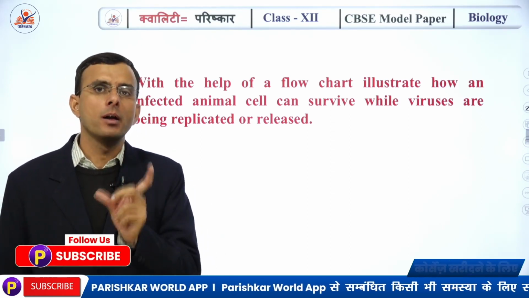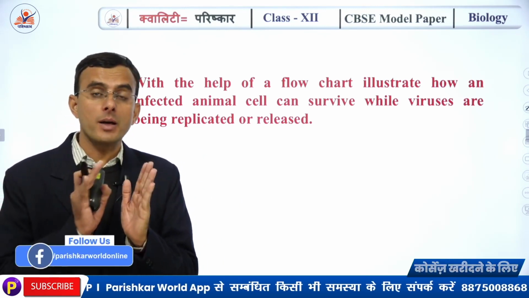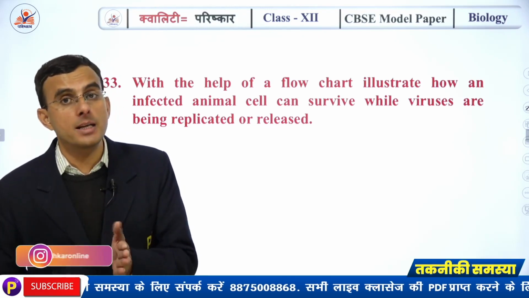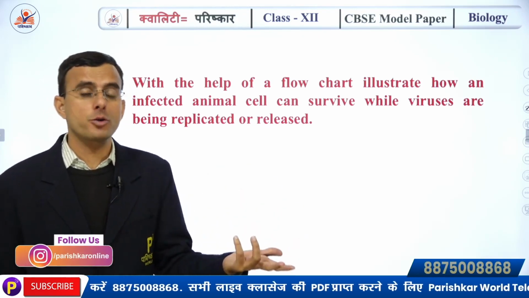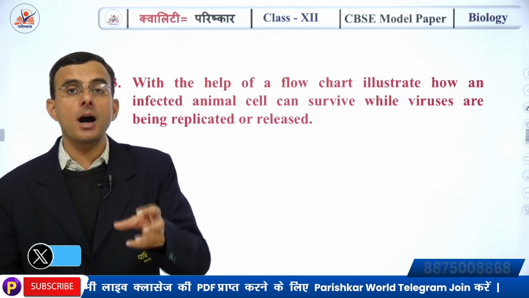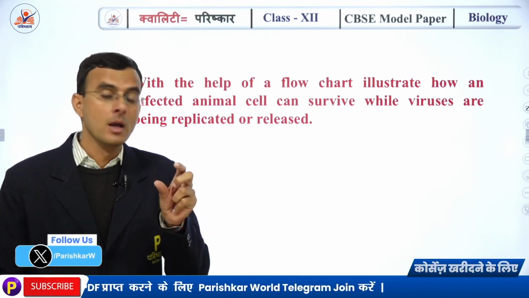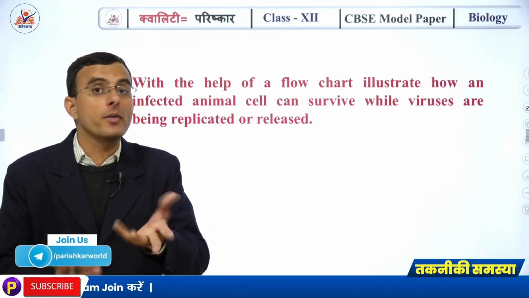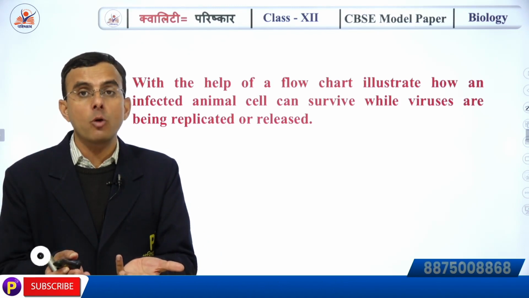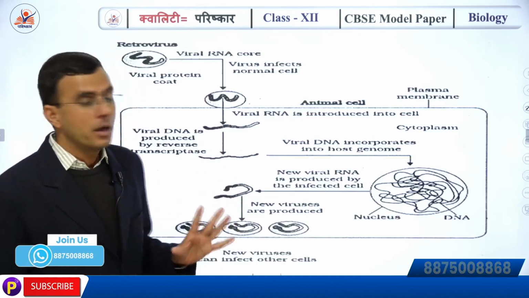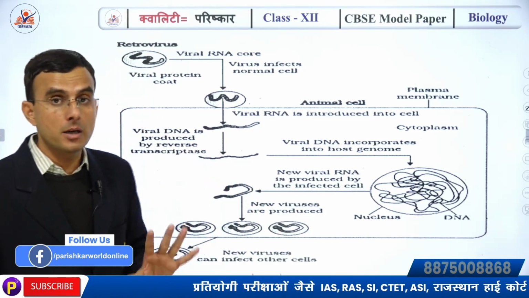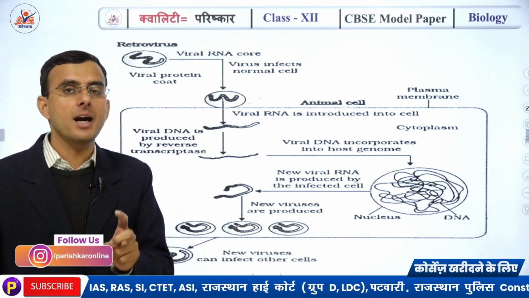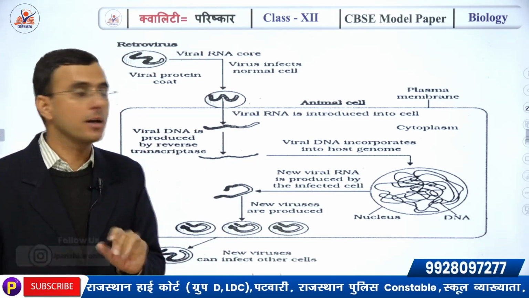In this, there are two types of cycles: one is the lytic cycle, and the second is the lysogenic cycle. In the lytic cycle, they destroy the host cell. In the lysogenic cycle, they complete their life cycle first and then are released, and they do not destroy the host cell. If the virus enters an animal cell, it is mostly an RNA virus.